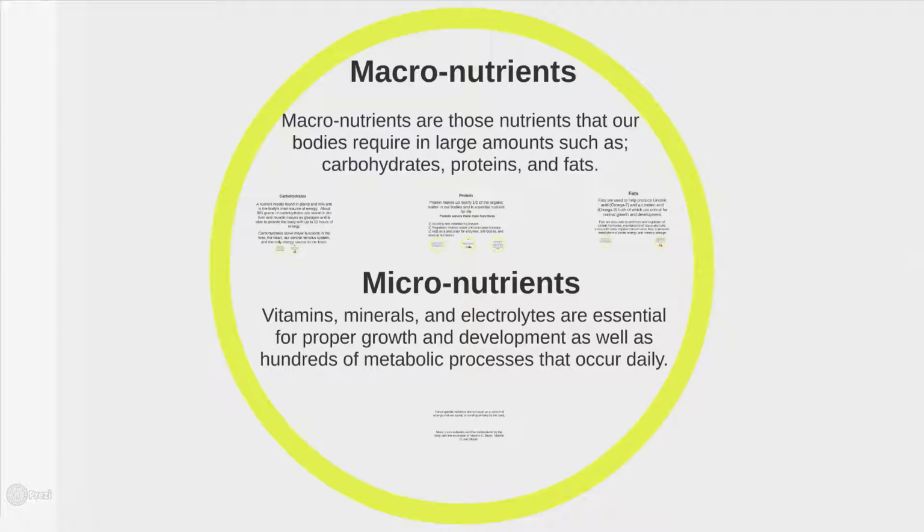Macronutrients are those nutrients that our bodies require in large amounts, such as carbohydrates, proteins, and fats. These three macronutrients provide the body with the calories, or fuel, it needs to produce energy.